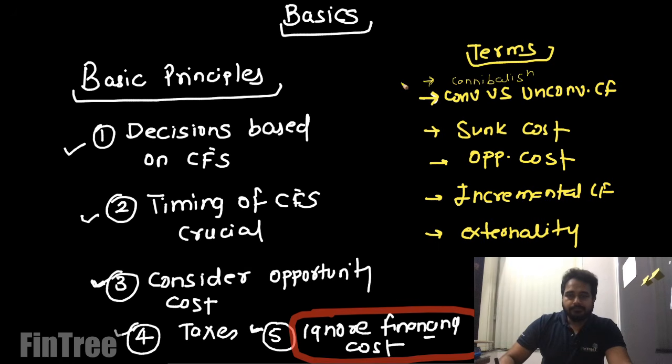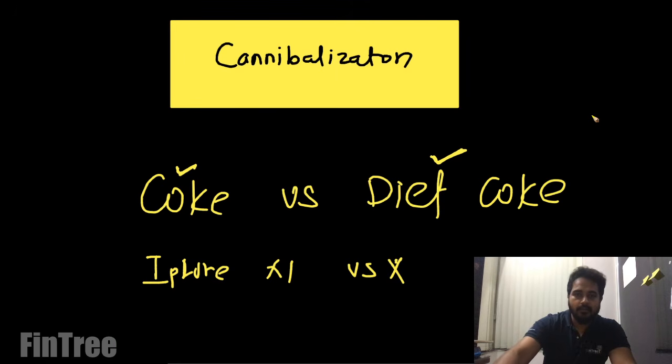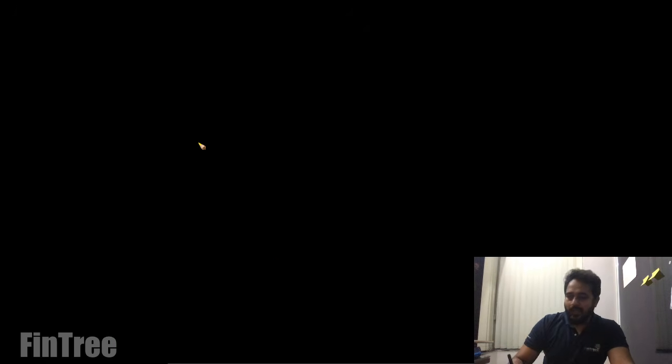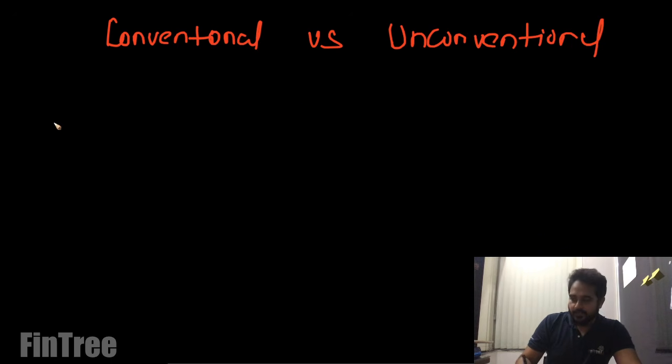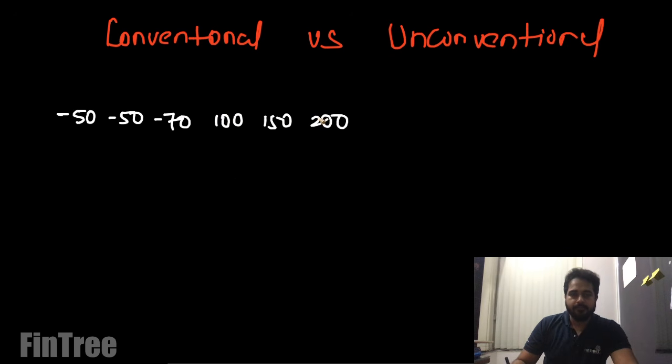The next term is conventional versus unconventional cash flow. Now what is conventional and unconventional? I'm just preparing you so that we do some very beautiful case studies very soon. So the next concept we have to look at is conventional versus unconventional cash flows. Now I'm going to write an example so you would understand. If you have a project which has a cash flow like this, -50, -50, -70, then 100, 150, 200.